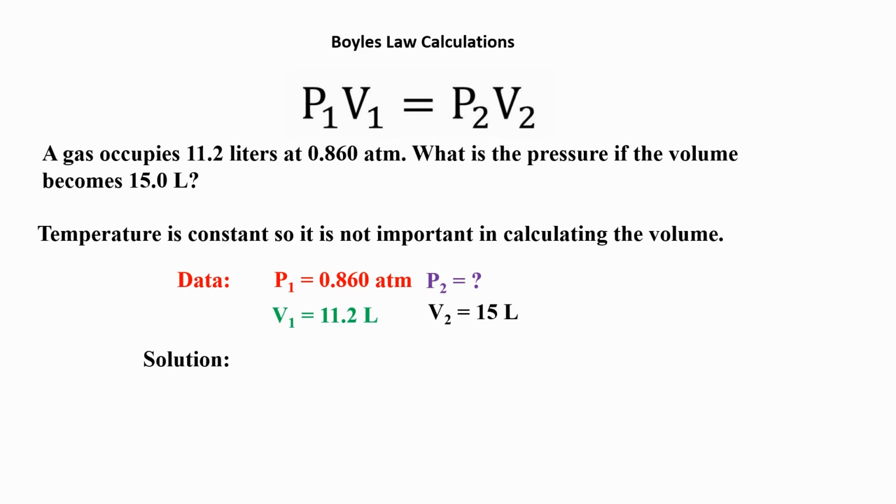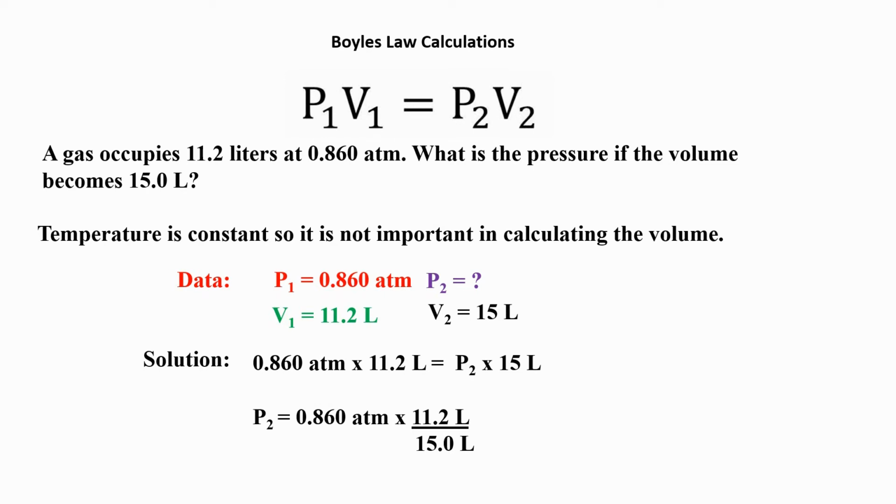So in the solution we write 0.860 atm times 11.2 liters. This is equal to an unknown pressure times 15 liters. To solve for the pressure, we write P2 is equal to 0.860 atm times 11.2 liters divided by 15.0 liters. The liters will cancel, and the answer is 0.642 atm.